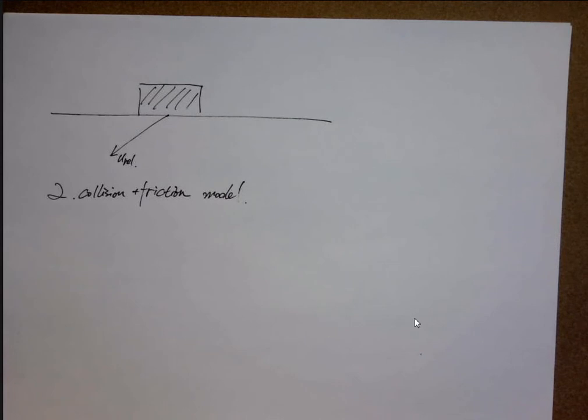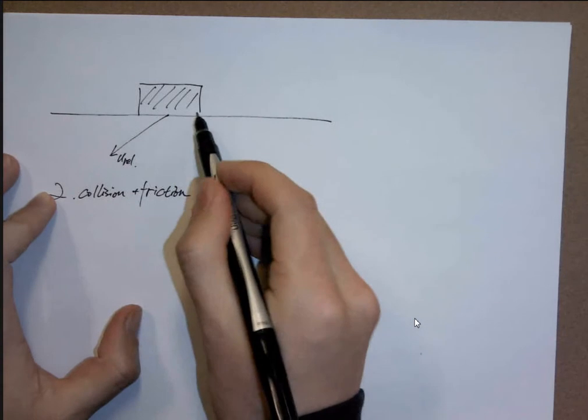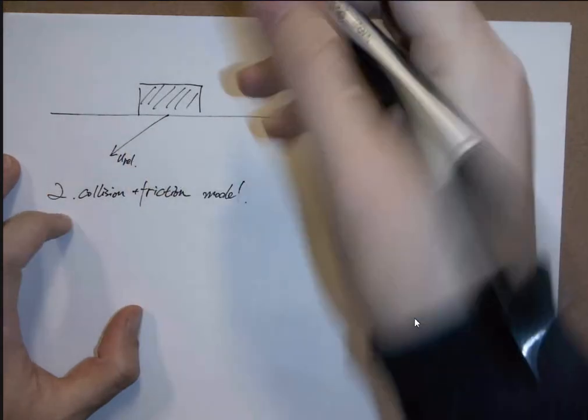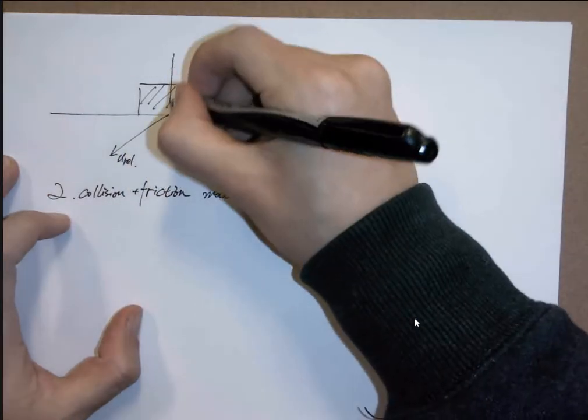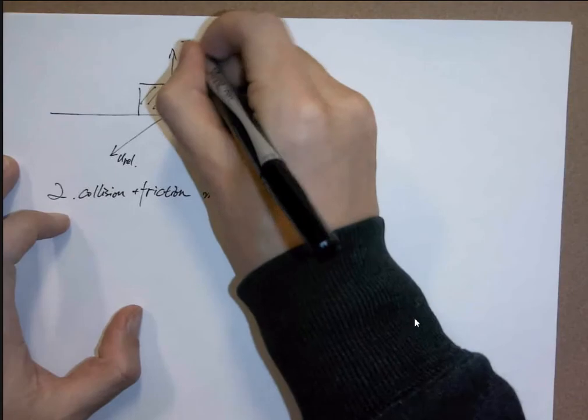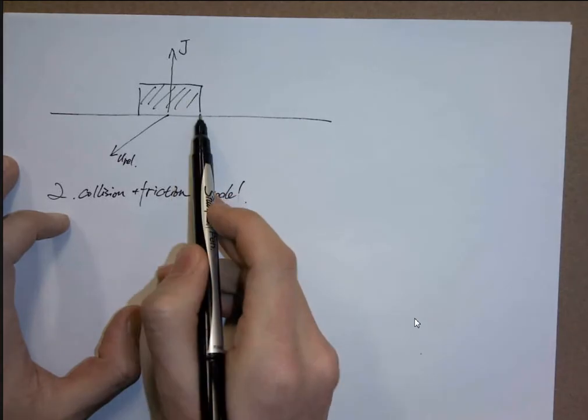So this one is a slightly more complicated model because it is a combination of both collision and friction. We know that once a block is hitting the ground, there's the impulse pointing upward to prevent it sinking into the ground.